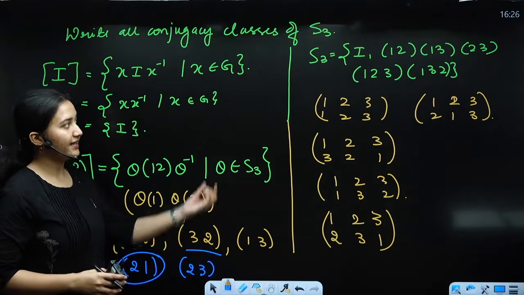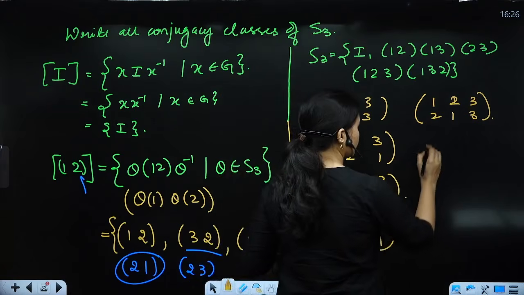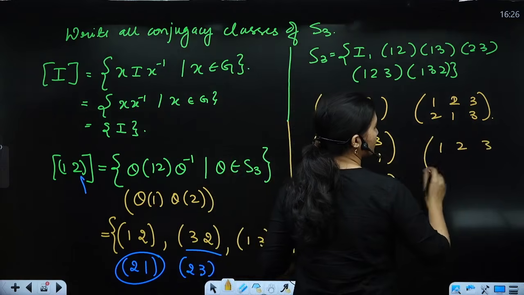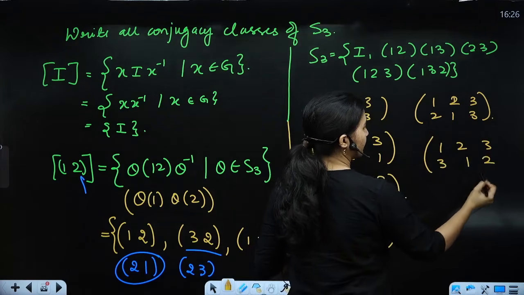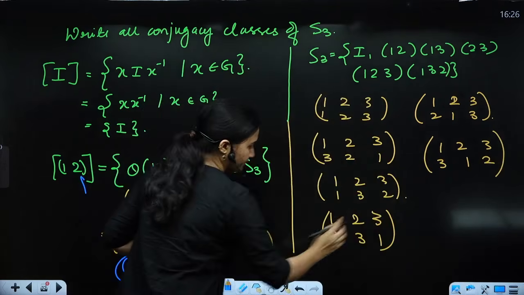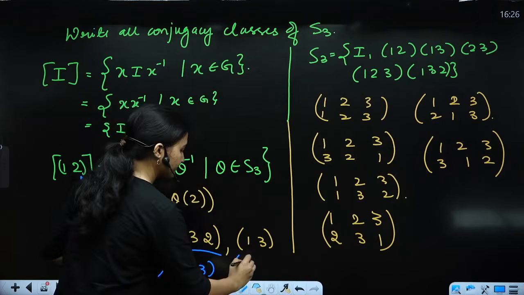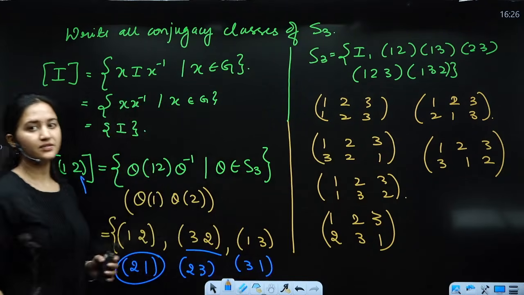Then finally if I take (1 3 2), again, see, what is happening? 1 is going to 3, 3 is going to 2 and 2 is going to 1, right? I need the image of 1 under theta, that is what? 3, and the image of 2 under theta, that is 1. That is exactly the same as (1 3), right?